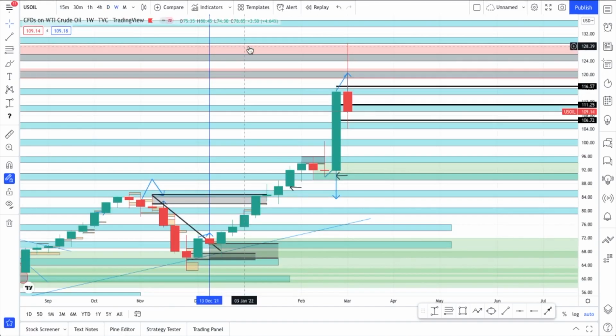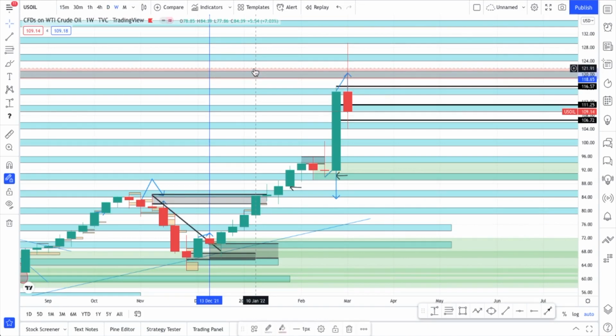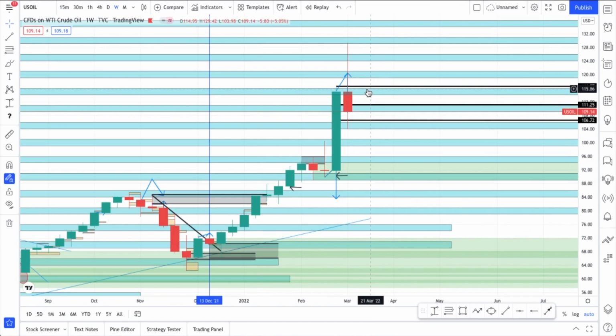If you look at oil, we can see that prices took out multiple levels of supply, and since then prices have created a dodgy candle. So as things stand, I would like to assume that there's an opportunity to look for short trades. As I previously said, when prices were down here, if we do see a printing of a bearish candle, it could provide an opportunity to look for sell trades.